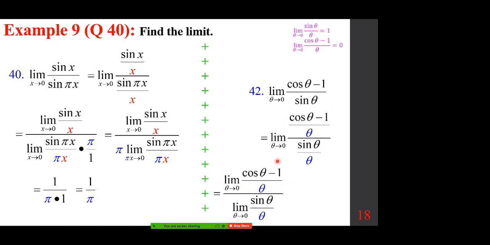Now this, we know it to be 0, and this, we know it to be 1. 0 over 1, the answer is 0. Okay.